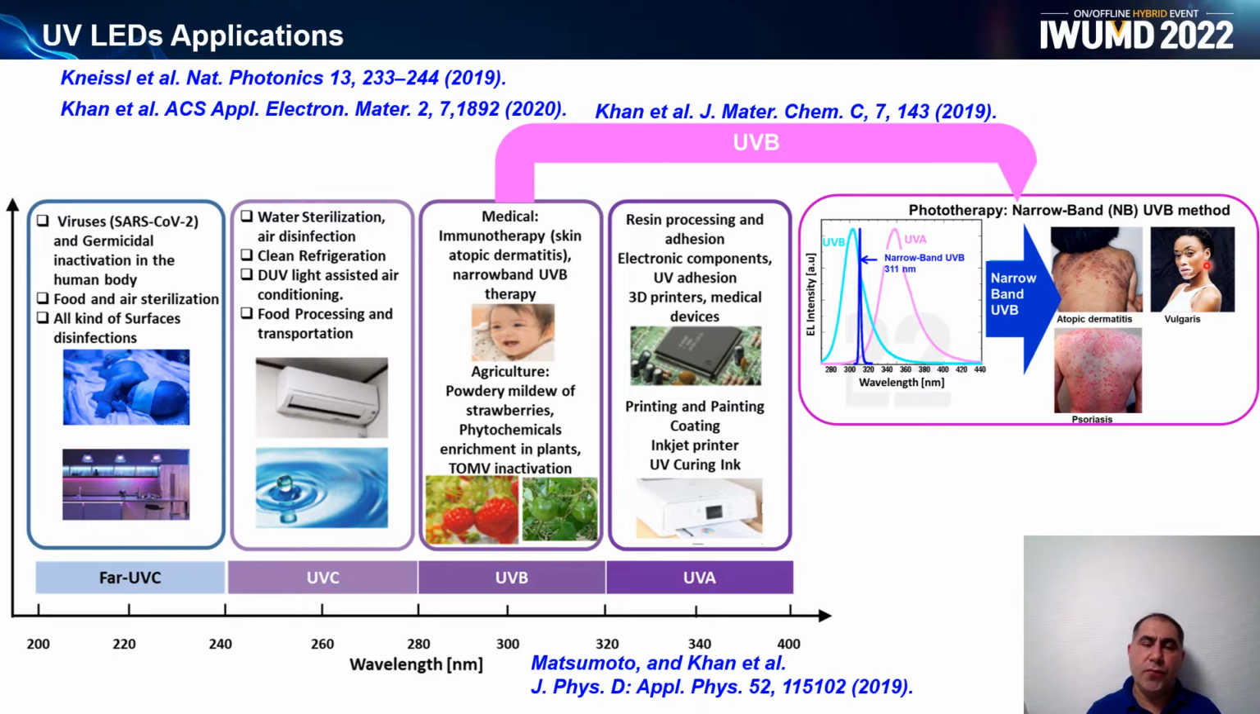UVB LED can be used for the immunotherapy like skin atopic dermatitis, vulgaris, and cirrhosis. And we can enrich phytochemical in plants by using UVB LEDs, and we can also inactivate tomato mosaic virus, ToMV, in tomato plants. And UVA LEDs has a lot of applications for electronic components processing, 3D printers, printing and painting, coating, and UV curing, etc.